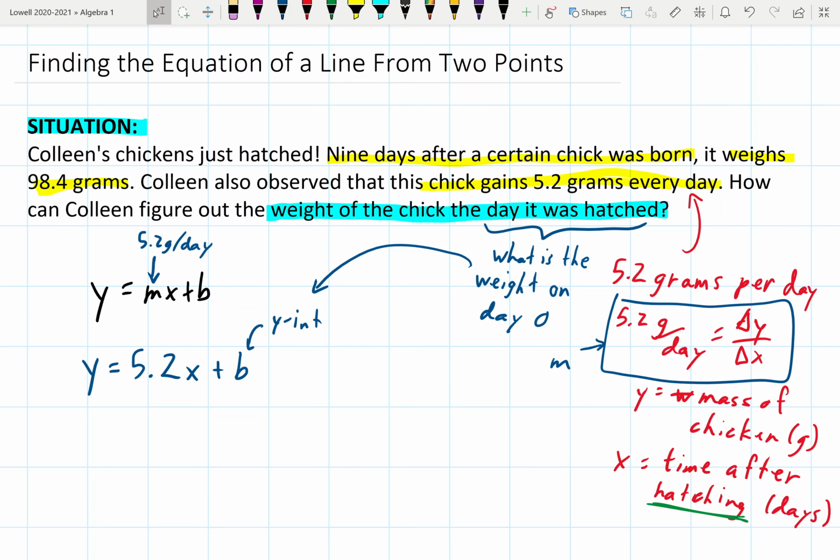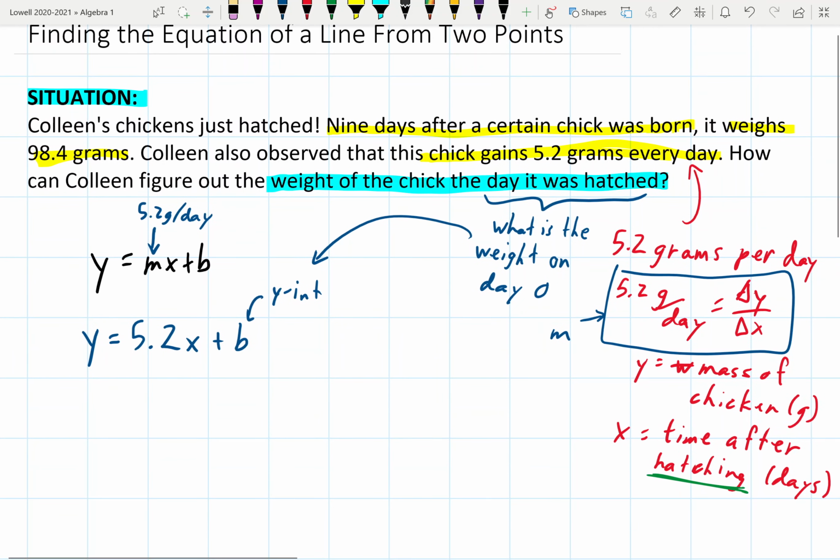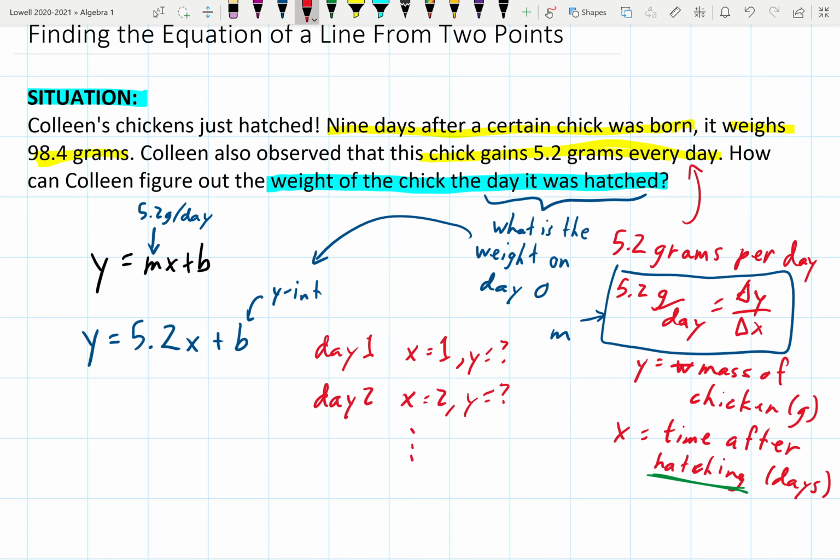Now this looks kind of awkward because there's a bunch of variables in this red underlined equation here. However, take a look at this. If I wanted to find the weight on, say, day 1, you would just plug in 1 for x. That translates to x equals 1, and then you get a corresponding y out. Likewise, you would plug in day 2, you get x equals 2, and then y would be something else. And so on and so on.